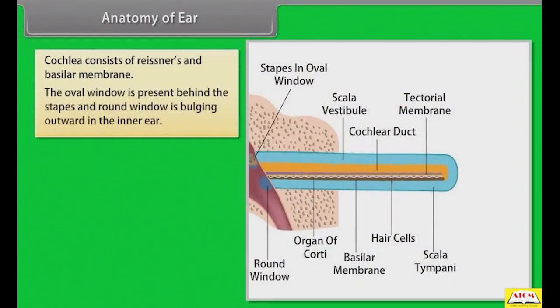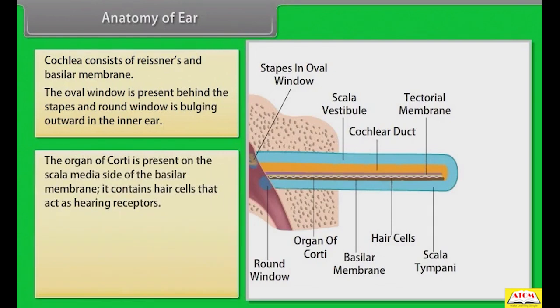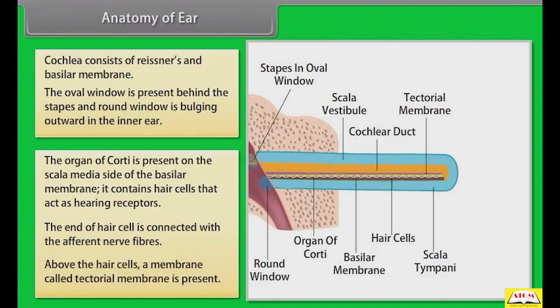The oval window is present behind the stapes, and the round window bulges outwards in the inner ear. The organ of Corti is present on the scala media side of the basilar membrane. It contains hair cells that act as hearing receptors. The end of the hair cell is connected with afferent nerve fibers. Above the hair cells, a membrane called the tectorial membrane is present.